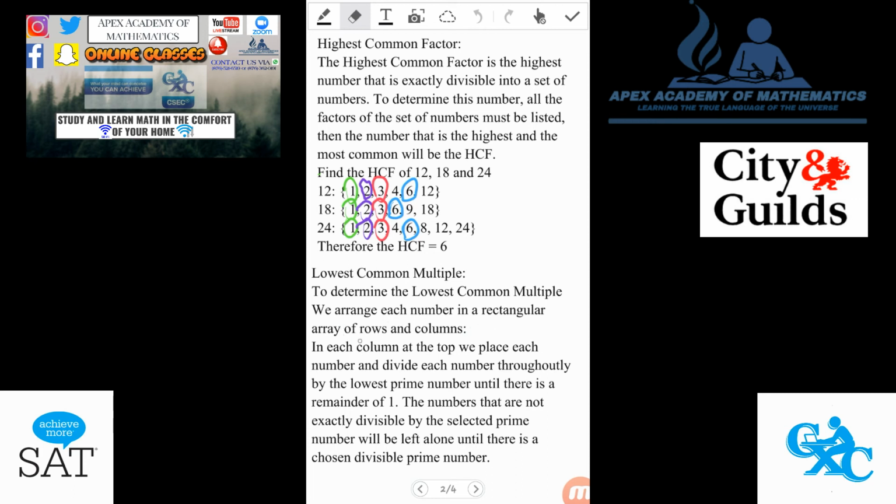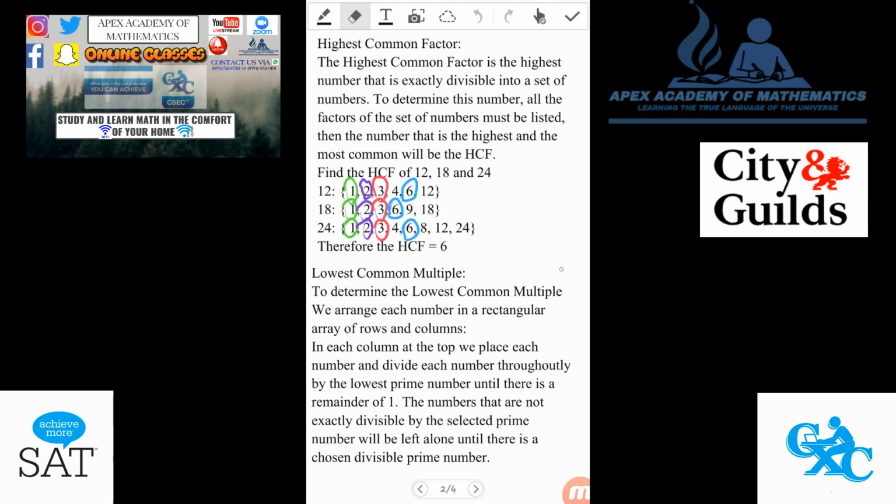Now, in each column at the top, we place each number and divide each number thoroughly by the lowest prime number until there's a remainder of 1. This will all make sense in a moment, so not to worry about that. Now, numbers that are not exactly divisible by the selected prime number will be left alone until there is a chosen divisible prime number.